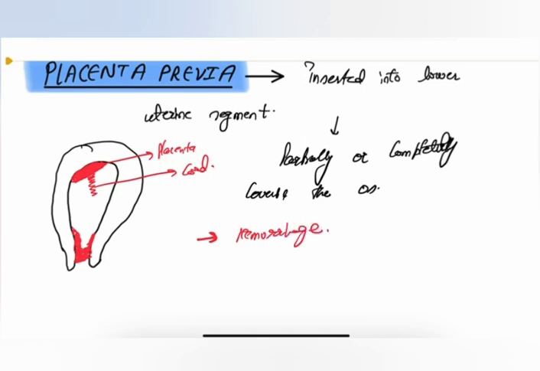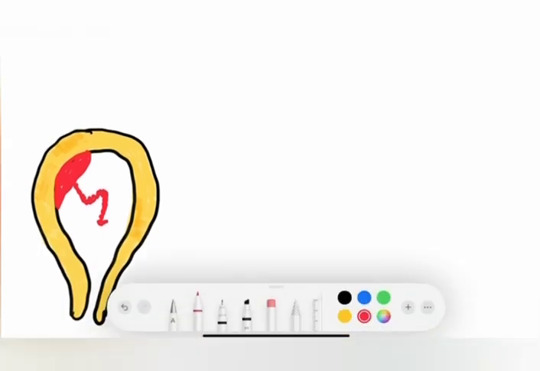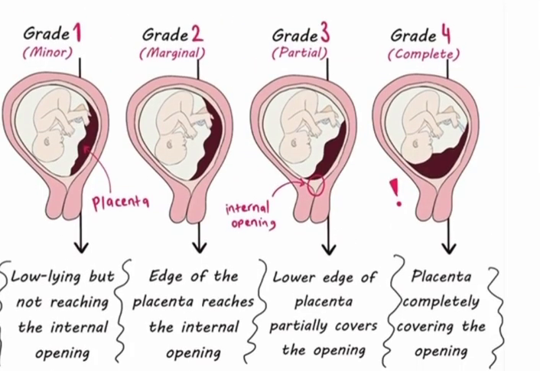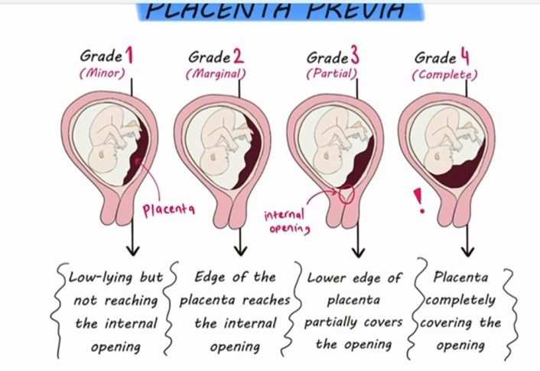So look at this image. In this image we can see this is the normal uterine wall. This is our placenta that is inserted high up in the uterus, and this is the umbilical cord. While in placenta previa, the placenta is inserted into the lower uterine segment. So look at this image.